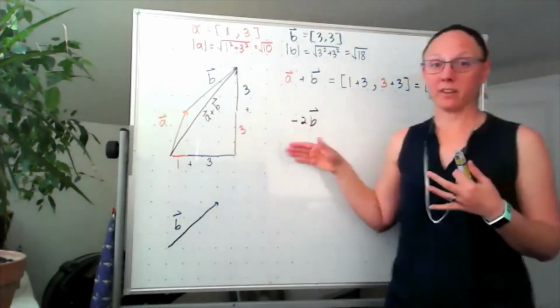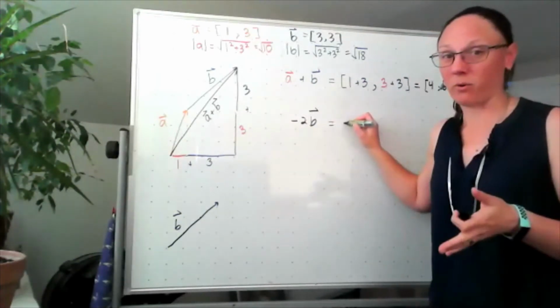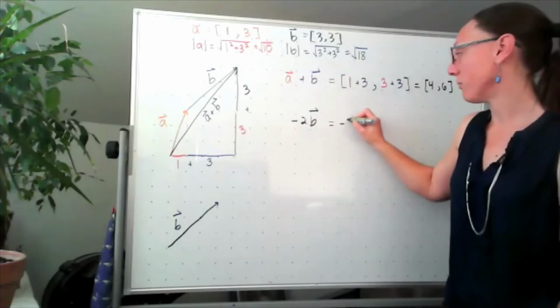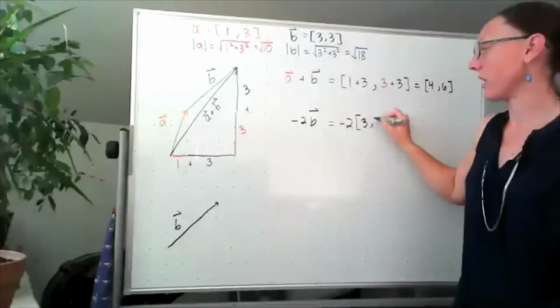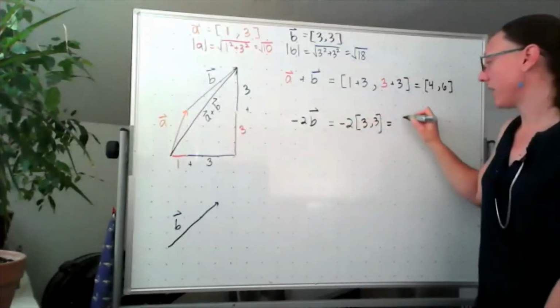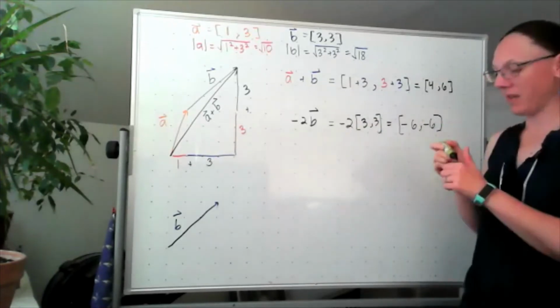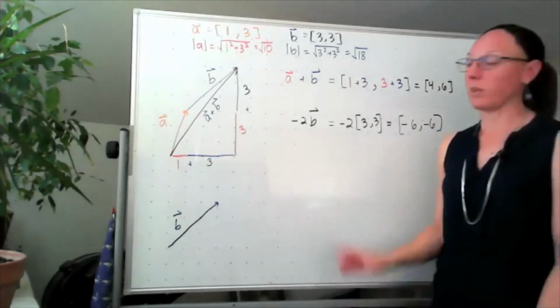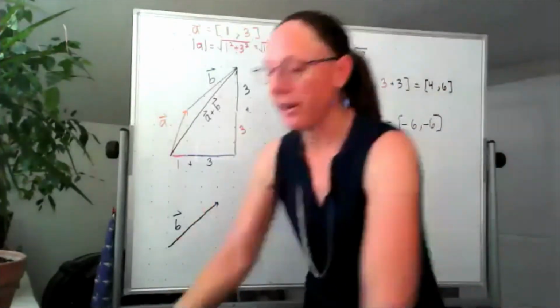So algebraically, this is very straightforward. I take that -2 and I multiply it by the vector I've got, and that vector was 3, 3. So that means I'm going to distribute that -2 in and end up with the vector -6, -6. Now, if I do that visually, the negative in front of the vector flips it around.